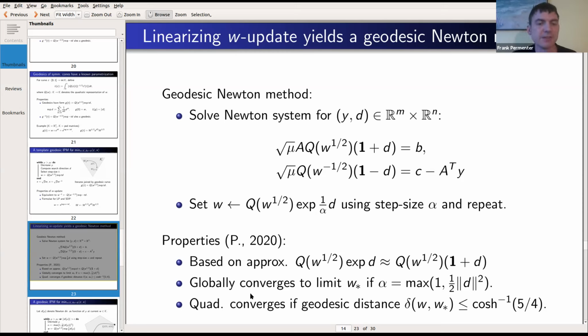What other properties can we establish? Well, we can establish local quadratic convergence. So if the geodesic distance of my current parameter to the central path is less than a constant, then Newton's method will converge quadratically. We had the same condition for quadratic convergence for the log space IPM. We've just generalized it, replacing log distance with geodesic distance.